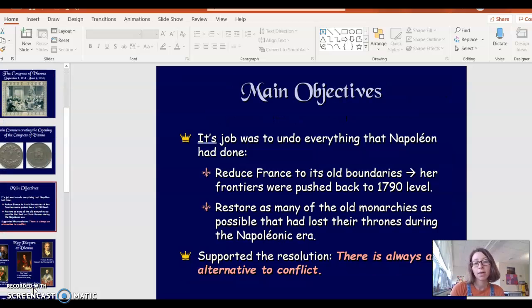So the main objectives of the Congress of Vienna were to undo everything Napoleon had done, to reduce France to its boundaries, to restore as many of the old monarchies as possible, and to also come up with peaceful solutions to any conflict going forward. This is considered the Age of Metternich because this Congress of Vienna, led by him, is going to establish a peaceful relationship between these European nations, essentially until World War I.